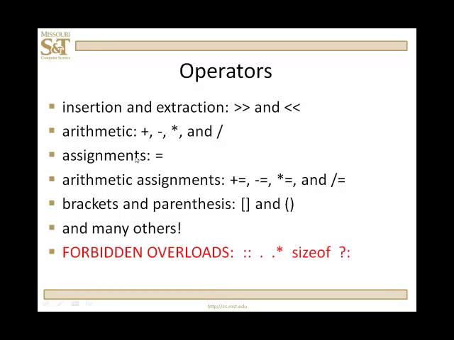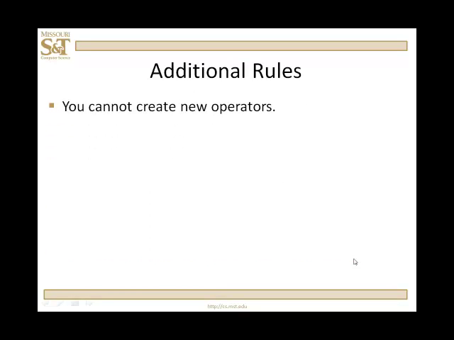There are 5 operators that you cannot overload. 3 of these you've been introduced to: the scope resolution operator, the dot operator, and the ternary or conditional operator. The dot star and sizeof operators we will not talk about in this course, but in any case they cannot be overloaded. All right, so there are some additional rules.